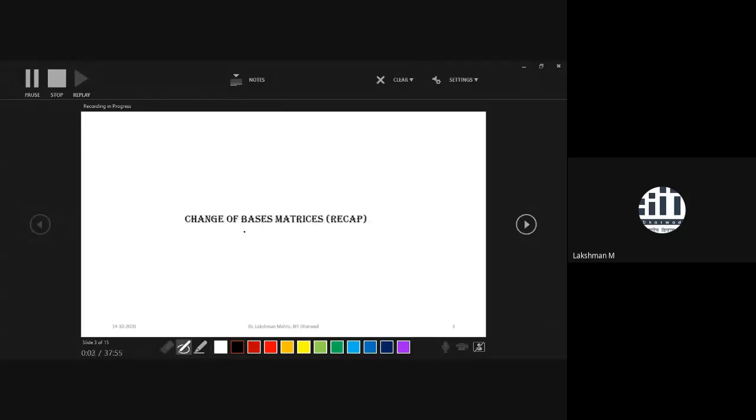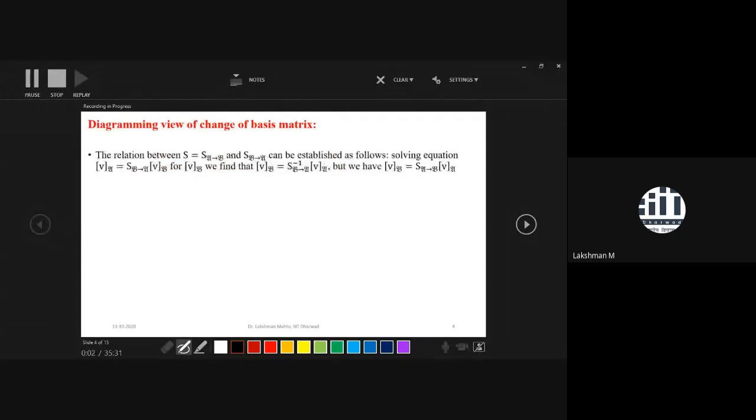So coming to the recap of the change of basis matrix, in the last class I had already discussed a different view of the change of basis matrix. We had an n-dimensional vector space V, and with respect to this linear space, we had taken two bases. One basis was A, having basis elements. An element in a basis, we call it a basis element. So an element in the first basis A.